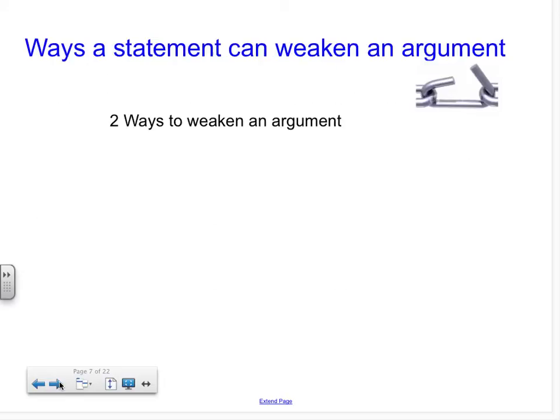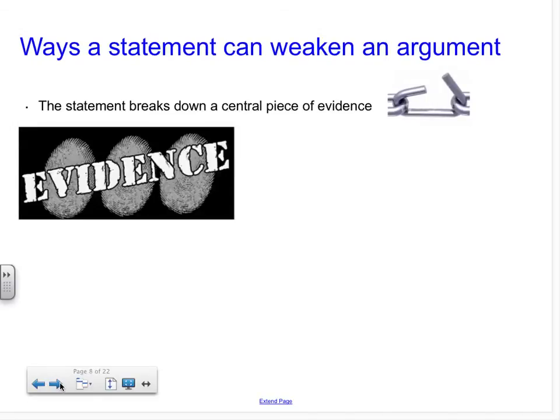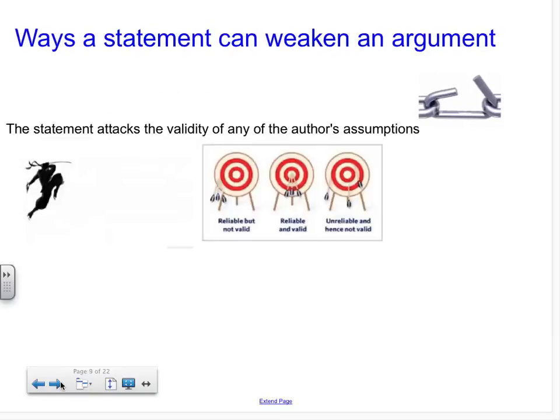So there are two ways that you can weaken an argument. The first way is if the statement breaks down a central piece of evidence. And the second way is if the statement attacks the validity of any of the author's assumptions.